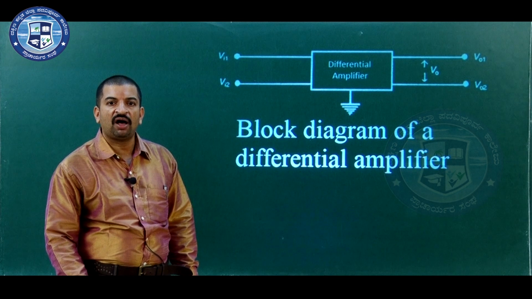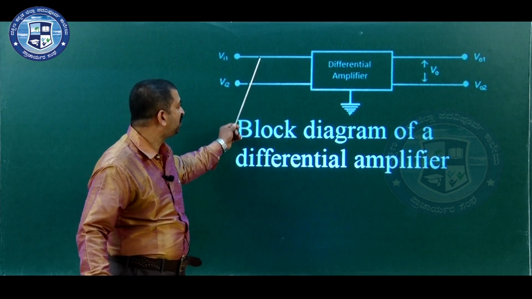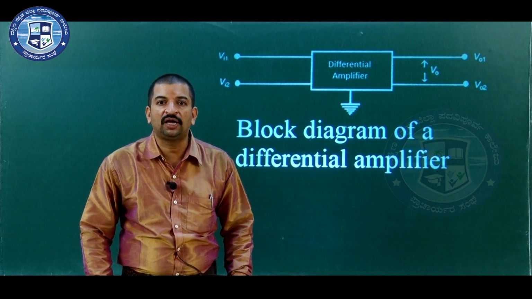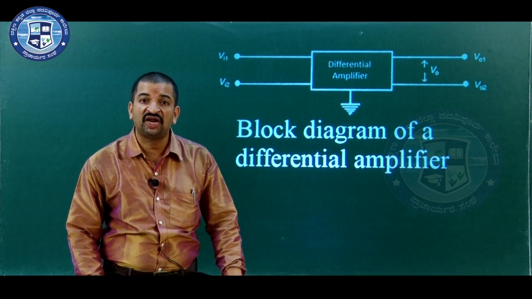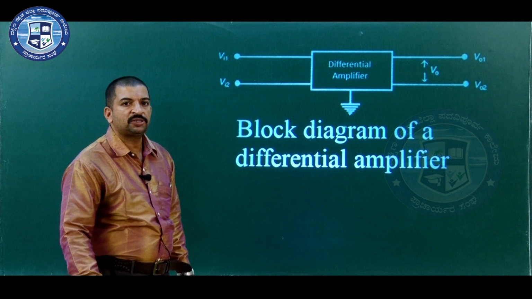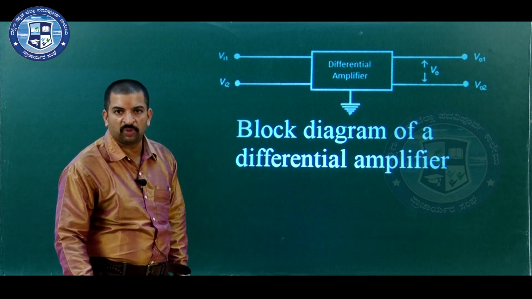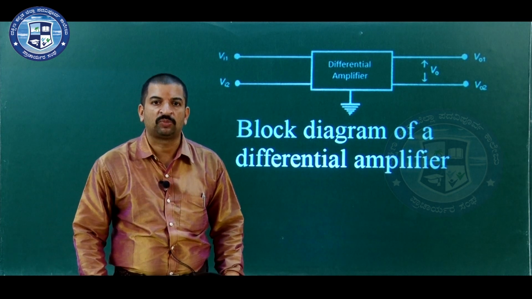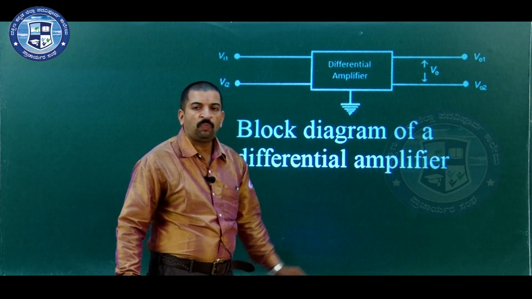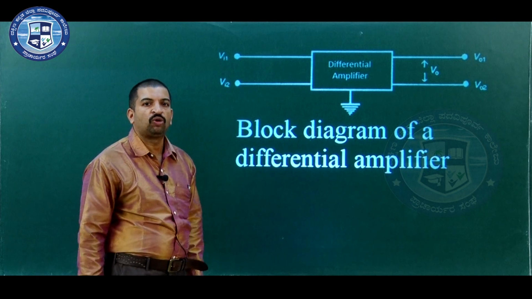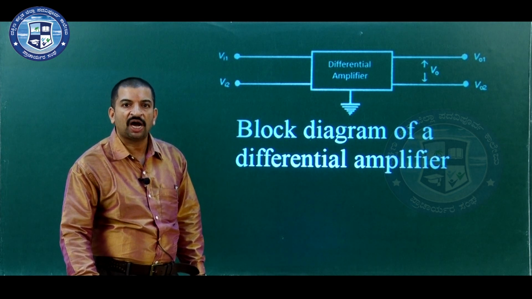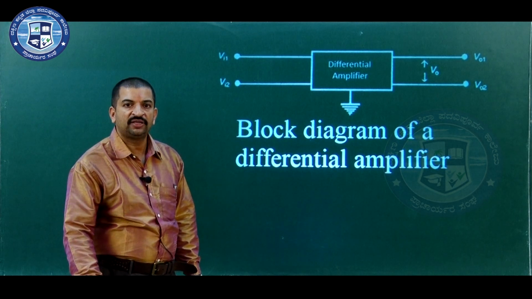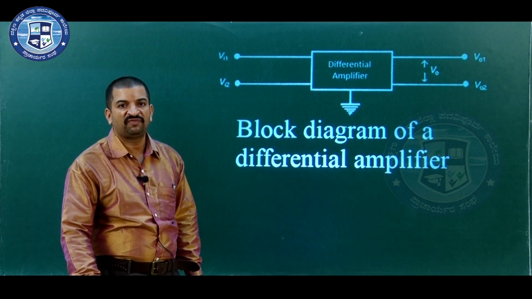If the input signals are applied to both input terminals of the differential amplifier, then it is called the dual input mode, or the double ended input, or the differential mode. In other words, if the input signal is applied to only one of the input terminals and the other input terminal is grounded, then it is called the single input mode. Now, if the output signals are measured across both output terminals, then it is called the balanced output configuration. If the output is measured across only one of the output terminals, then it is called the unbalanced output configuration.